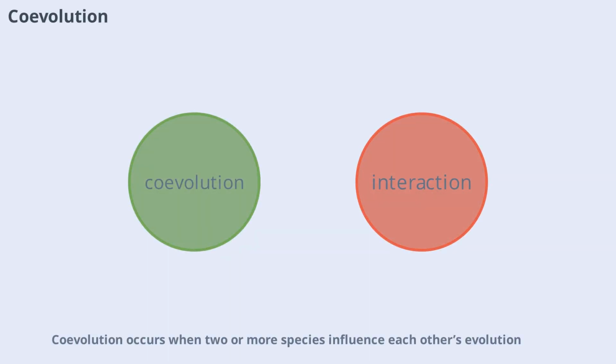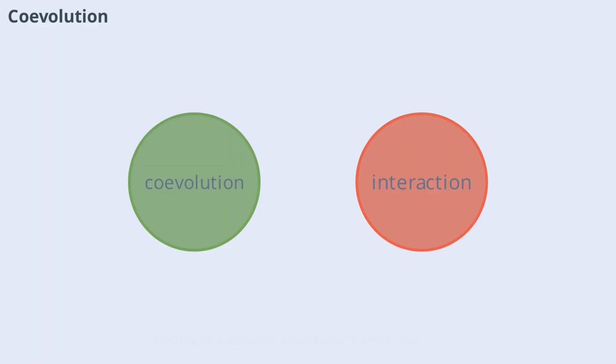Coevolution occurs when two or more species influence each other's evolution. In simulations, this can be modeled by having virtual predators and prey or plants and pollinators evolve together. The adaptations of one species drive changes in the other, leading to a dynamic evolutionary arms race.